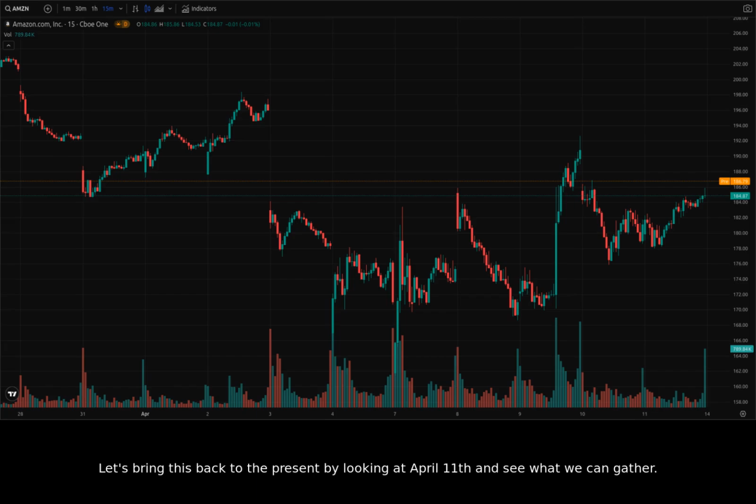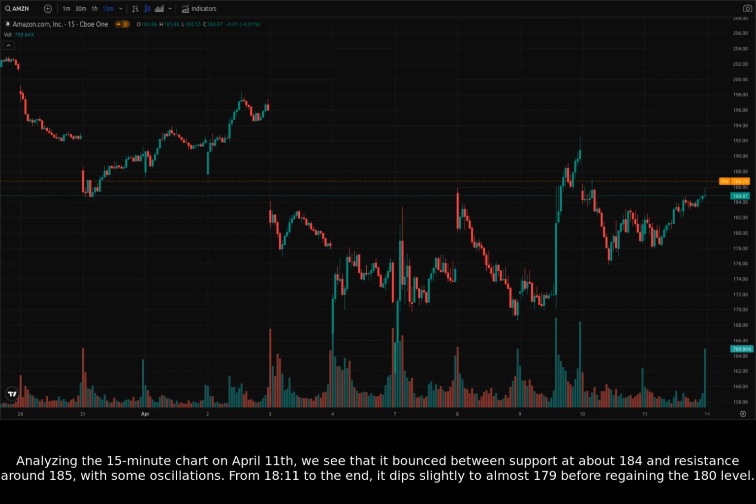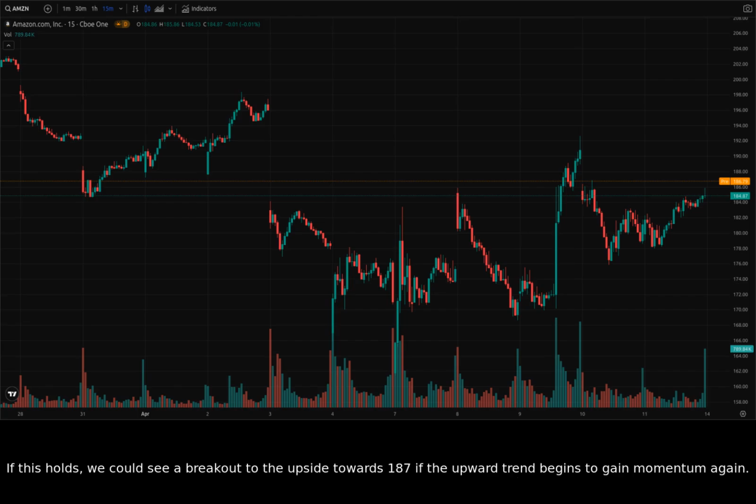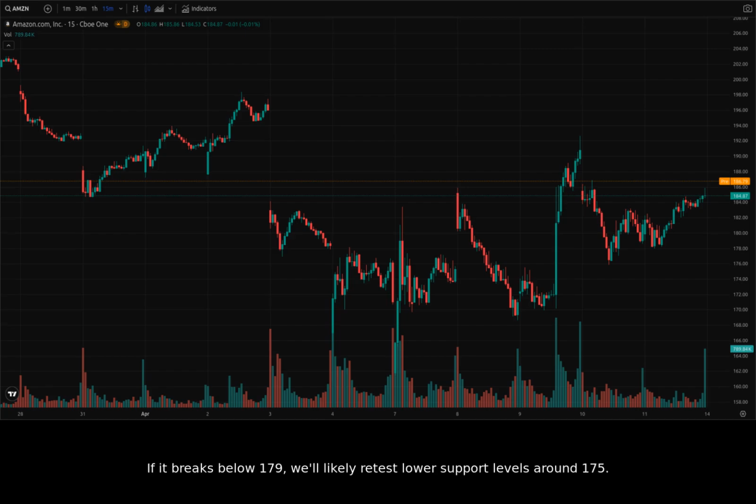Let's bring this back to the present by looking at April 11th and see what we can gather. Analyzing the 15-minute chart on April 11th, we see that it bounced between support at about 184 and resistance around 185, with some oscillations. From 1811 to the end, it dipped slightly to almost 179 before regaining the 180 level. If this holds, we could see a breakout to the upside towards 187 if the upward trend begins to gain momentum again. If it breaks below 179, we'll likely retest lower support levels around 175.